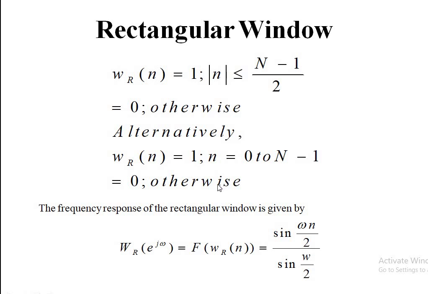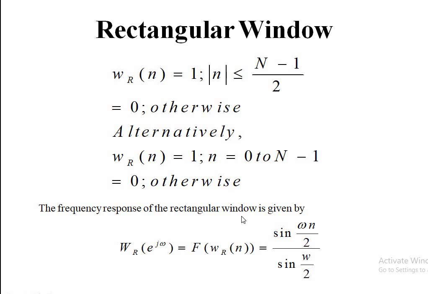When we calculate the Fourier transform of this WR of n from minus (N minus 1) by 2 to plus (N minus 1) by 2, the frequency response of this rectangular window results in this expression: sine of omega N by 2 divided by sine of omega by 2. You can find this frequency response by using the geometric series sum formula and expressing sine theta in terms of exponentials. You will be able to get this expression comfortably.